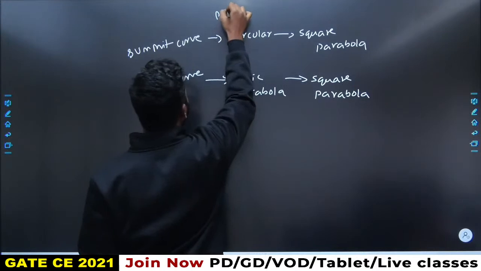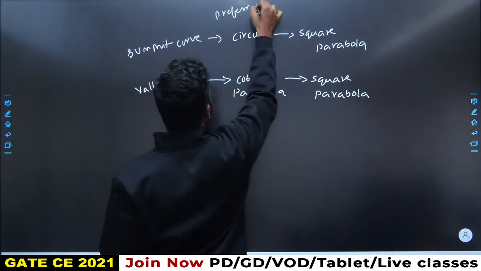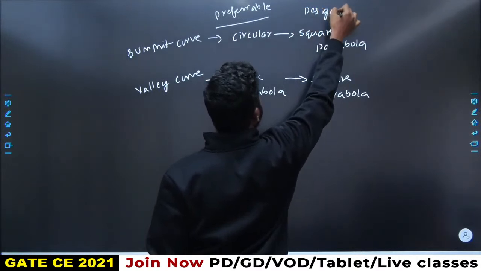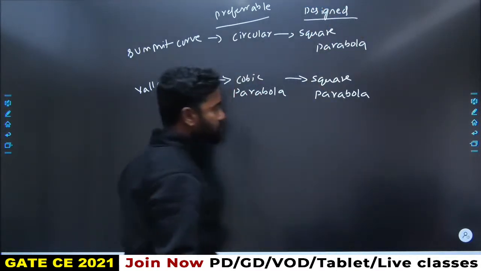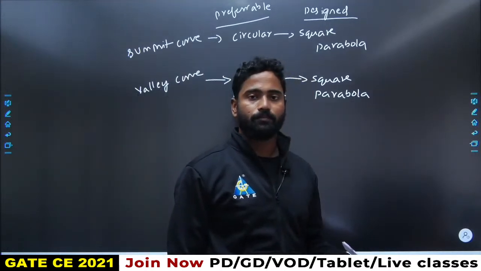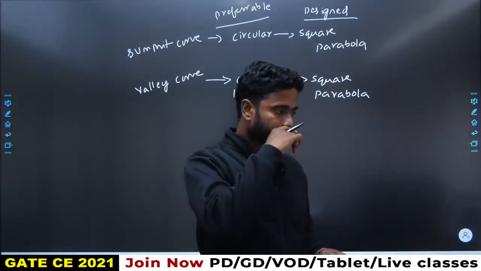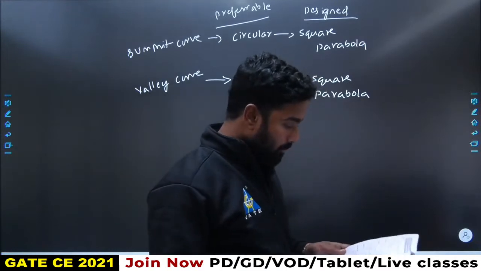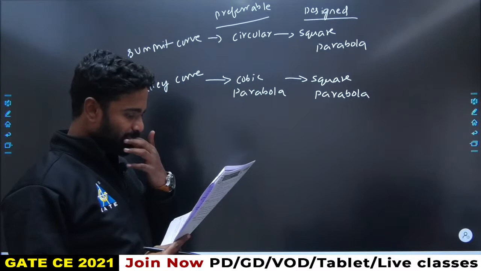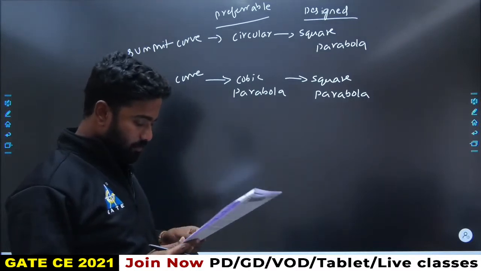This is preferable, and this is designed. So the answer would be parabolic. Square parabola, parabolic. Fine. Next one.